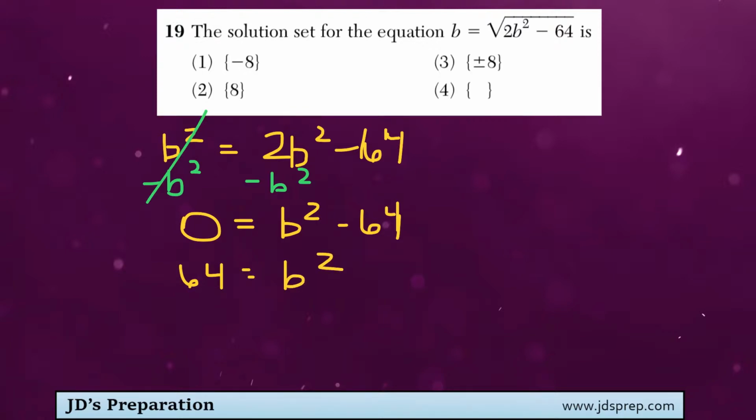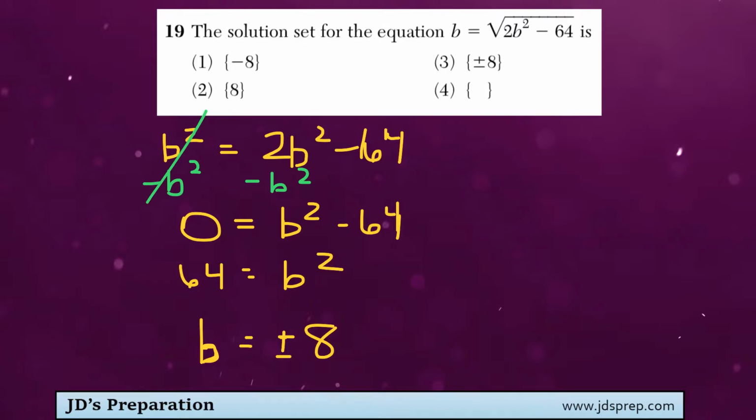And finally, we would square root both sides to get that b could equal both positive and negative 8, since that's the square root of 64. Now, because we had to square root to get to our solution in this equation, we do need to check that both of them are valid and not extraneous. So let's go ahead and test that out.